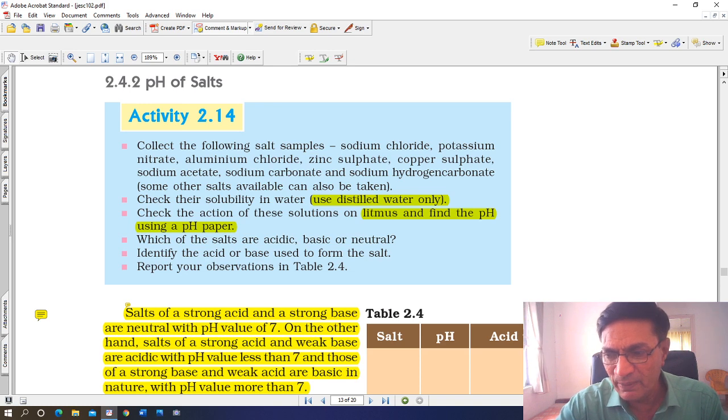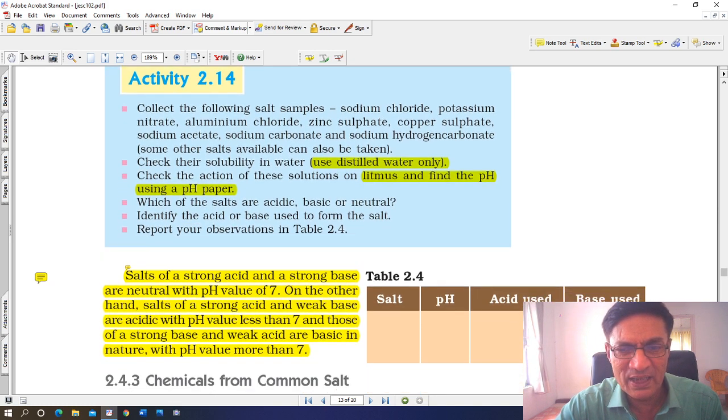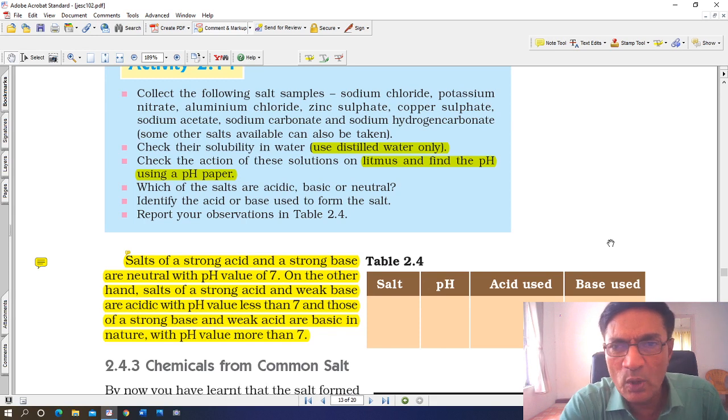Now again, as I said, let us just take, for example, sodium chloride. It is a neutral salt, because sodium chloride is formed by the combination of sodium hydroxide, which is a strong base, and hydrochloric acid. Hydrochloric acid is a strong acid. Both are strong, so you will get a neutral salt. On the other hand, look at sodium acetate. Sodium acetate is formed by the combination of acetic acid, which is a weak acid, and sodium hydroxide, which is a strong base. So you will get a basic salt. So sodium acetate will be basic.